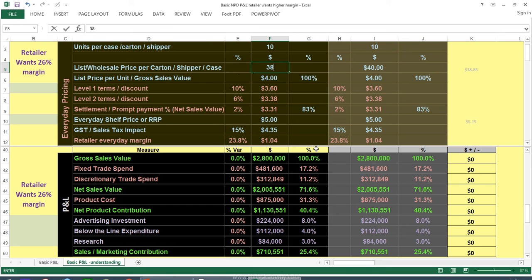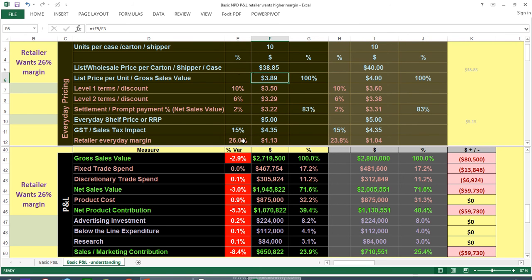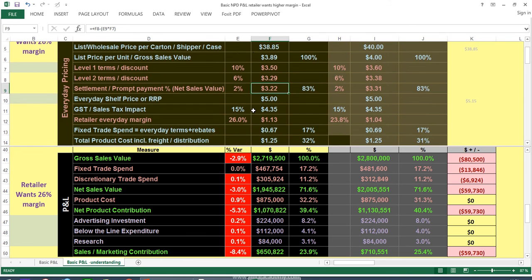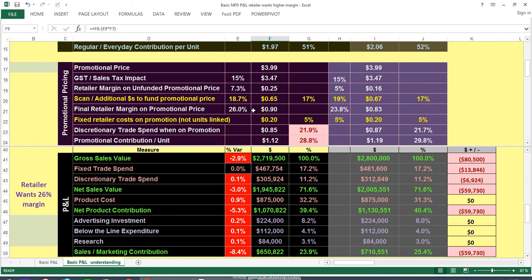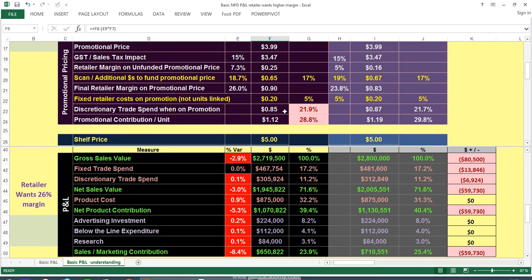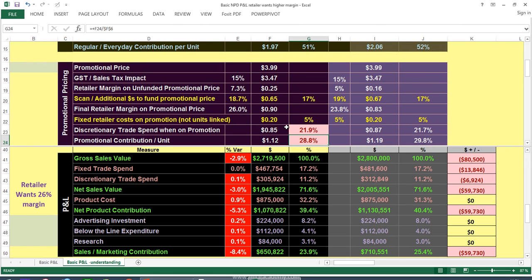So I've already calculated this before. If I take this to 38.85, the retailer margin jumps to 26%. We were sitting earlier at 23.8%. Retailer wanted 26, and bang, everything's good. What happens to our P&L? There's no other real major changes here, except that discretionary trade spend percentage goes up a little bit, and promotional contribution comes down, essentially because we are now calculating off a smaller base here.